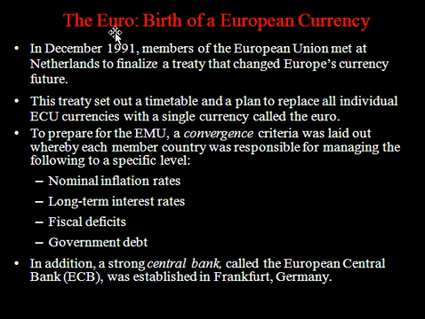So let's talk about the birth of the European currency, how the European currency euro emerged. In December 1991, members of the European Union met in the Netherlands to finalize a treaty that changed Europeans' currency future. This treaty set out a timetable and a plan to replace all individual European currencies with a single currency called the euro. A time frame was given to achieve certain objectives if a country wanted to become part of this eurozone. A country that wanted to join the euro was required to maintain a certain level of nominal inflation rate, long-term interest rate, fiscal deficit, and government debt.